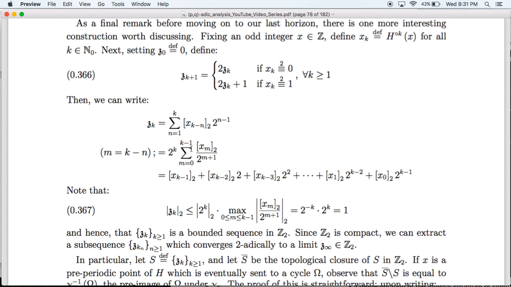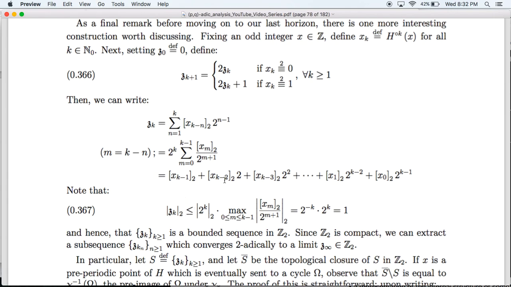Just flipping around the summation and writing this out, we then get the following: (x_{k-1} mod 2) plus (x_{k-2} mod 2) times 2, and so on, all the way up to (x_0 mod 2) times 2^{k-1}. So in other words, the earliest terms of our x sequence are given the least amount of 2-adic weight, whereas the (k-1)th term is given the most 2-adic weight.